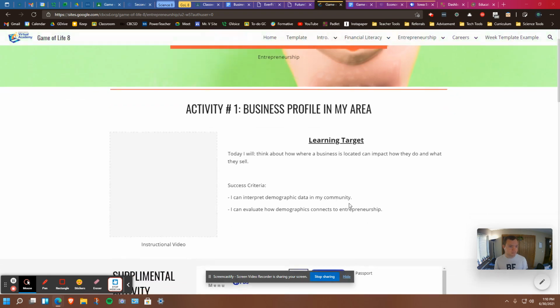The goal of the activity today is that you're going to be thinking about where a business is located. In this case, we're focusing primarily on Council Bluffs, but this applies to anywhere you're at. Where a business is located can impact how they do financially, but also what they sell, trying to meet those market needs or those needs within the community towards selling whatever their service or their product is.